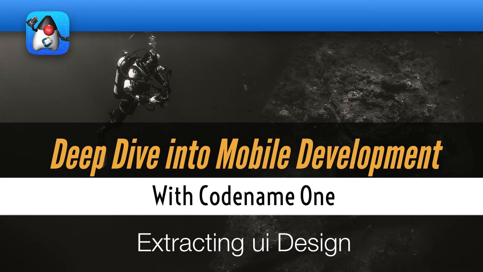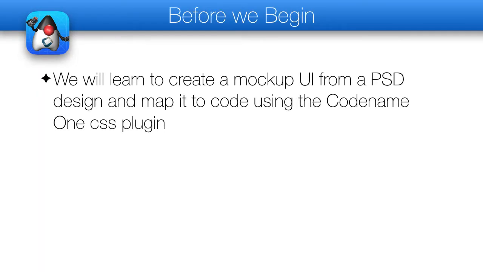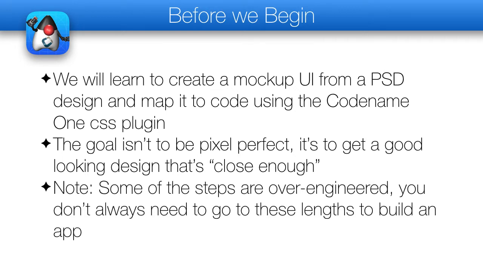In this module, we'll take a PSD file and convert it into an application mockup. We will use the CSS plugin to implement most of the UI, although we will mix it with some plain theming. Our goal isn't pixel perfect design. The goal is a close enough UI experience. I went a bit overboard with some of the design decisions I took. Normal Codename1 applications don't need to be this complex to achieve this level of design.